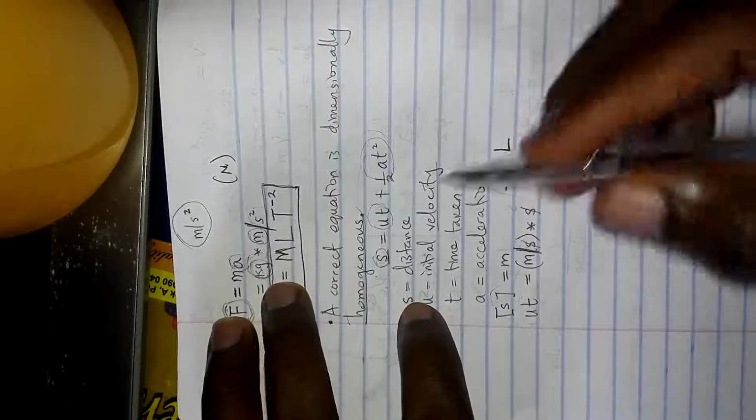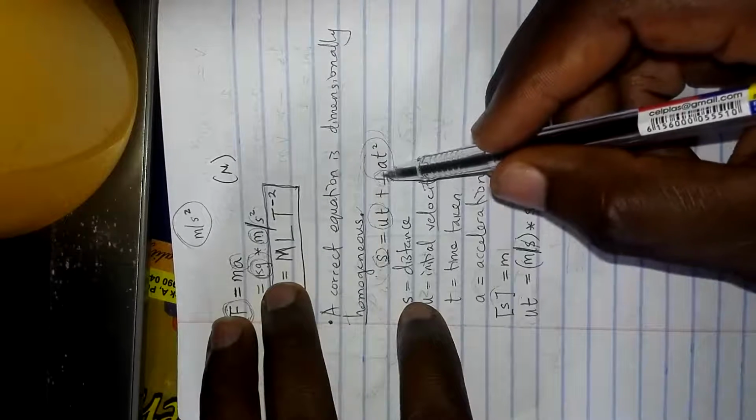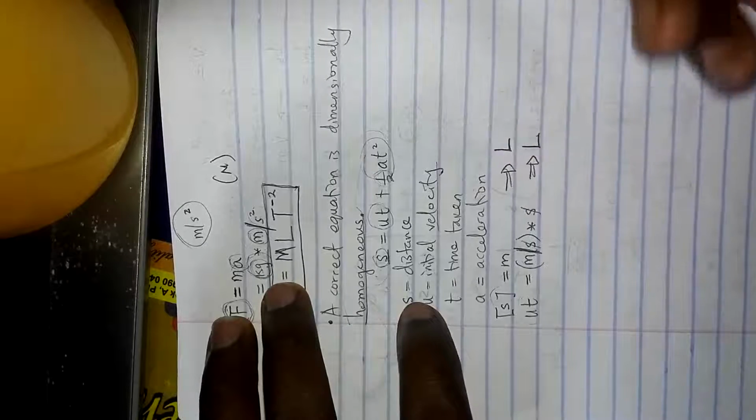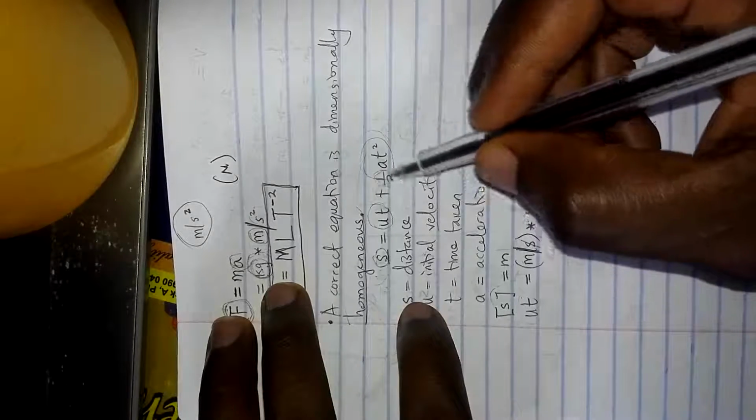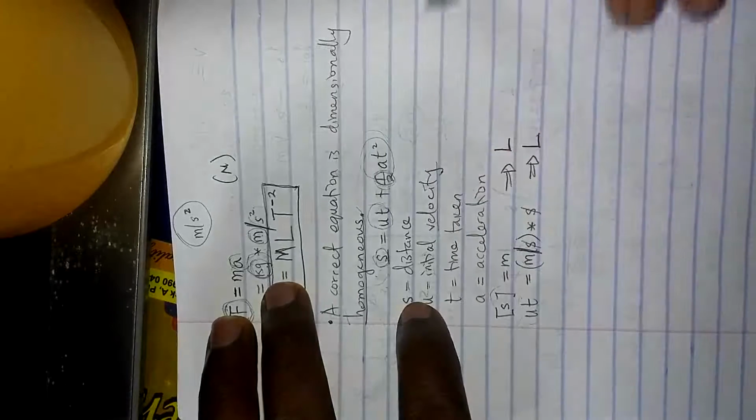You get that? So I go to the third term. The third term has 1 over 2. 1 over 2 is just a scalar quantity. It's just a number. It does not affect the unit of this. This one is unitless. So I will not bother about this coefficient because it has no unit.